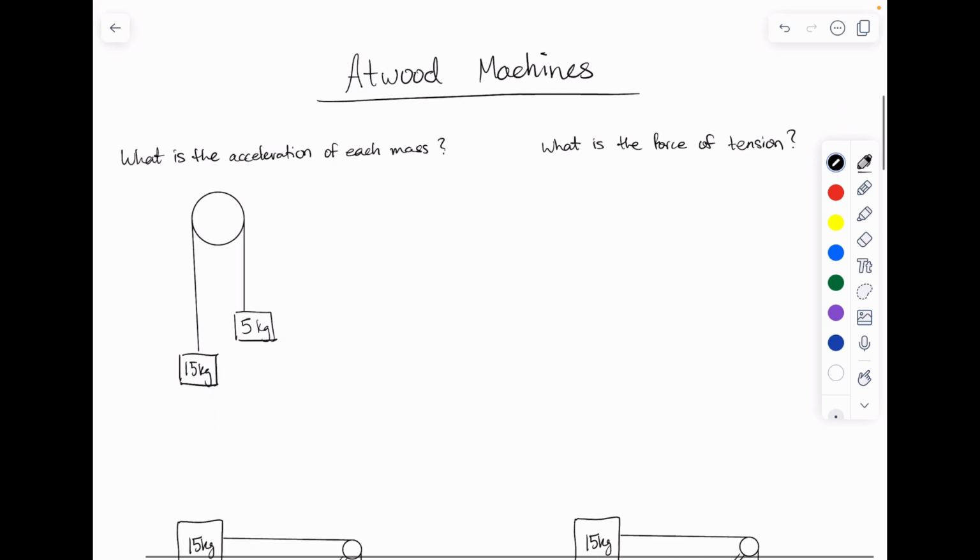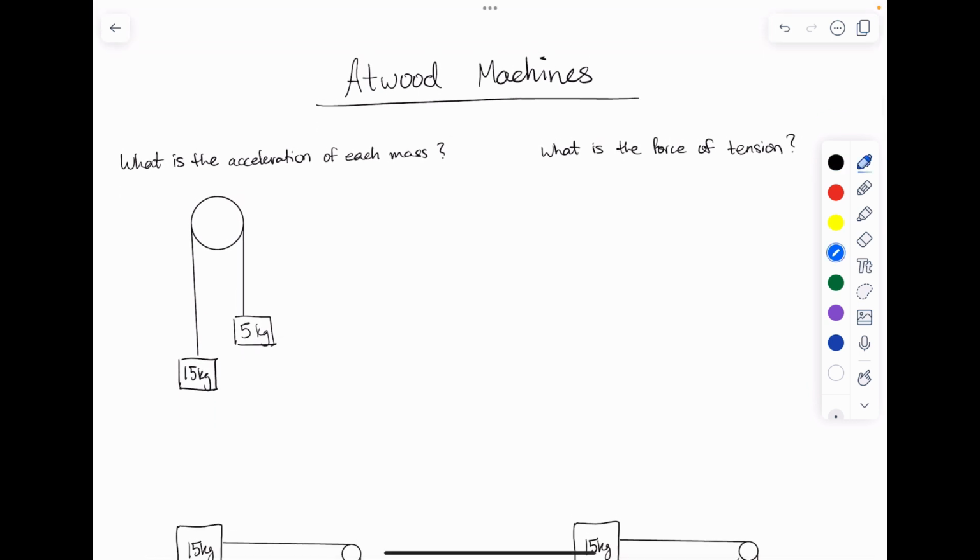right? So you can actually figure out a whole bunch of stuff about these situations, like acceleration, the tension of the rope involved, and that sort of thing. So let's just dive into some problems.